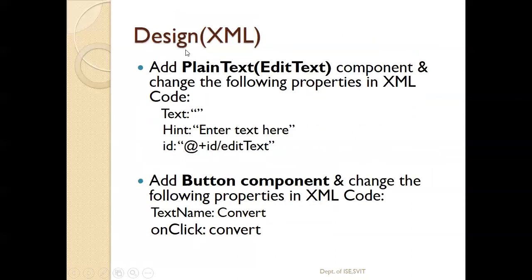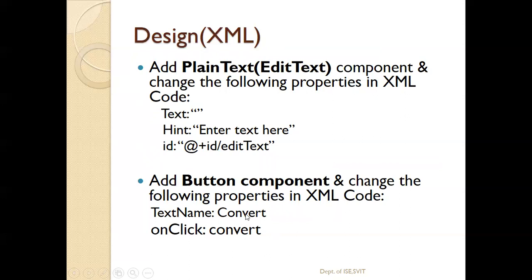Next, you're going to add the component plain text and you have to set the following attributes. For the text attribute, make the value empty. For the hint attribute, type enter text here. For text size, you can give your convenient size. For ID, either you can refactor the ID or else you can make use of the existing ID for the particular component. The next component you're going to add is the button, and you have to set the following attributes.